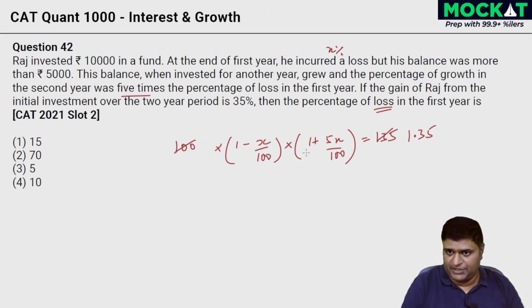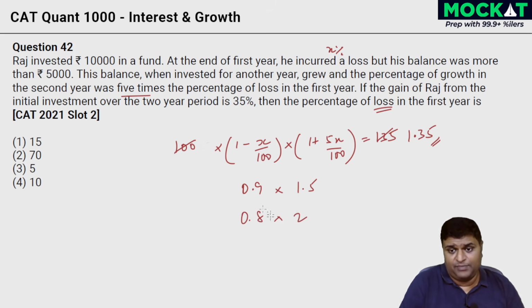A couple of observations over here will help, right? One is, we are getting 1.35, a product of 2 decimals. We're going to get 2 decimals over here. One is 1 minus some decimal, and another is 1 plus some decimal, giving me 2 decimals. So therefore, it should be something like 0.9 into 1.5, or it could be 0.8 into, if it's 20%, it goes up to 2, right? It's shooting past.